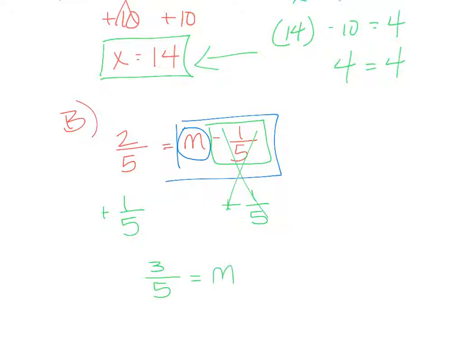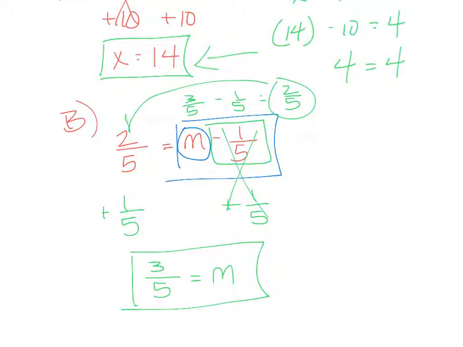If you wanted to check and see if that was right, you would put the 3/5 in for M, and you would subtract 1/5 from it, and hopefully you can do that in your head. 3/5 minus 1/5, I'm just going to show you right here. So minus 1/5 is 2/5, and since this 2/5 equals this 2/5, you know you got the right answer.